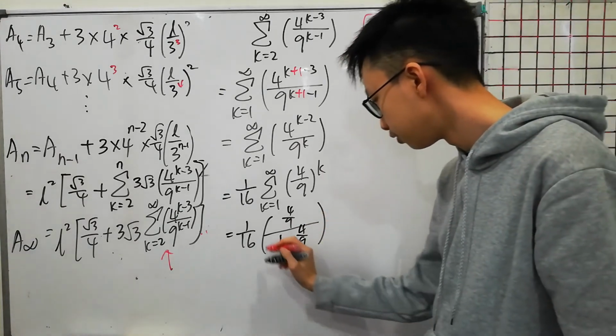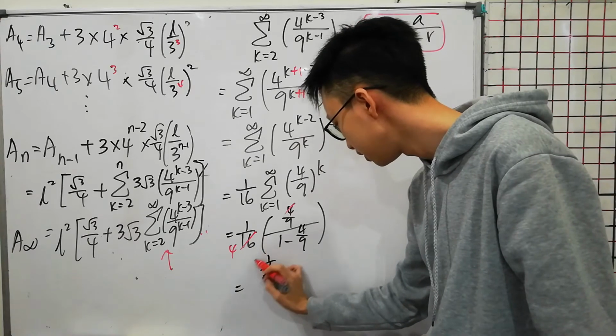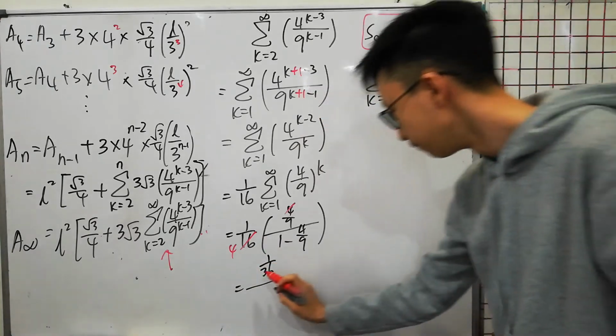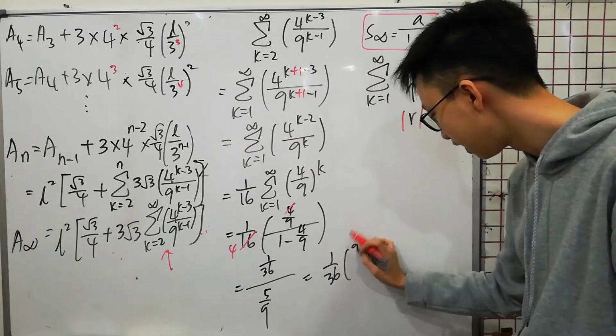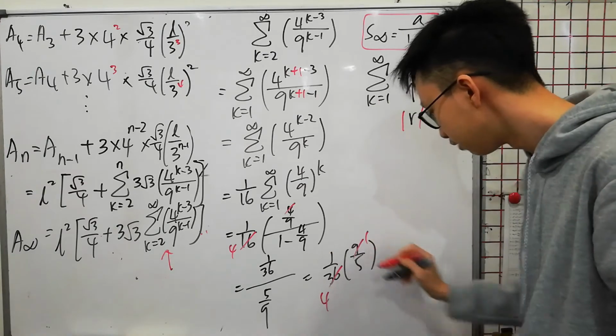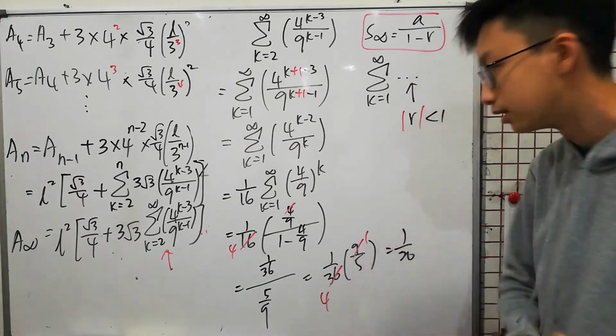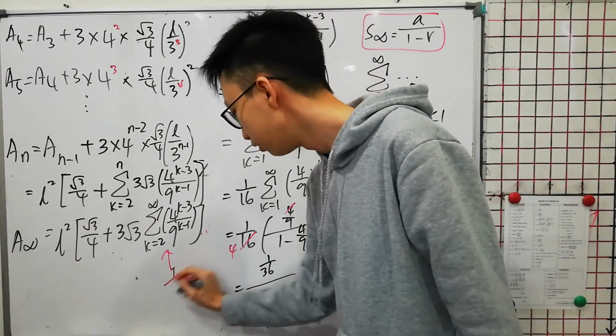Okay, so this should be a 4. This one divided is a 1 over 36, over 5 over 9, which is 1 over 36 times 9 over 5. This is a 4, 1, this is a 1 over 20. So we know that this series here actually converges to 1 over 20.